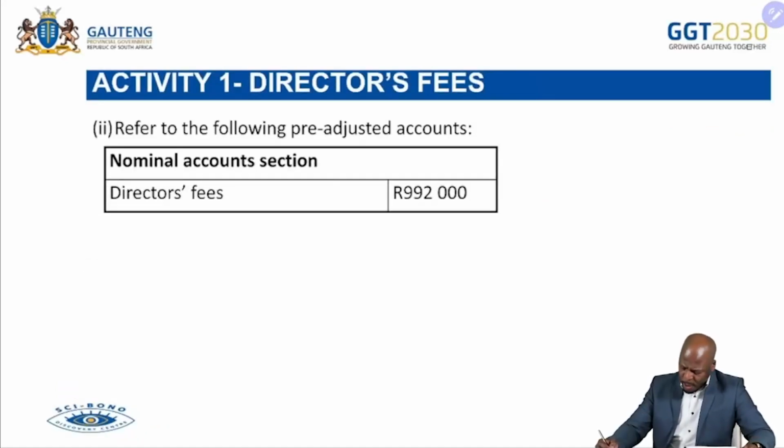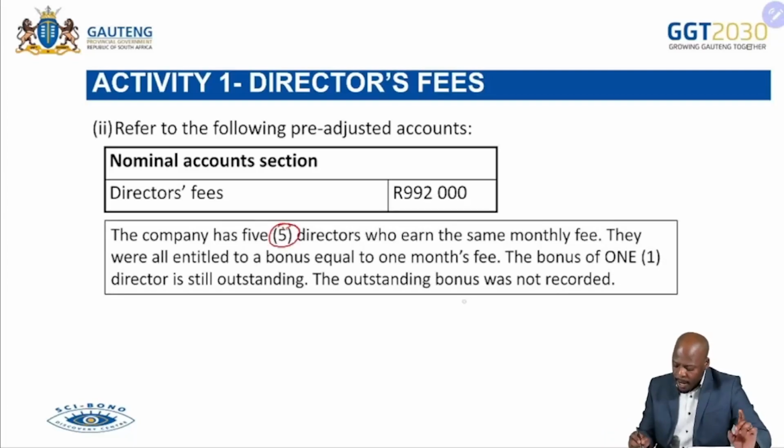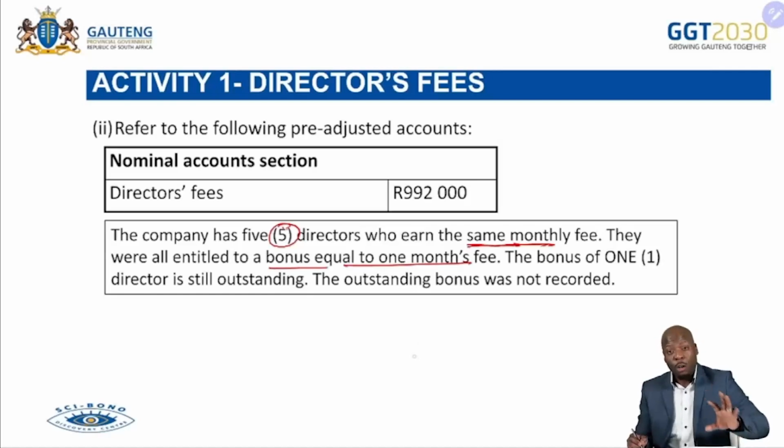It says, refer to the following pre-adjusted accounts, rather, nominal accounts section. And then we have directors' fees. Let's hear what is the story with the directors' fees. It says, the company has 5 directors, very important to note, who earn the same monthly fee. So these 5 directors, they all earn the same monthly fee. And they were entitled to a bonus. So one of the keywords is the same monthly fee. Already the examiner is trying to guide us to get the right amount. So we have 5 directors who earn the same monthly fee. They were all entitled to a bonus, and the bonus is equal to 1 month's fee. So all of them, the 5 of them, are entitled to a bonus, but the bonus is equal to 1 month's fee. Where is the problem?